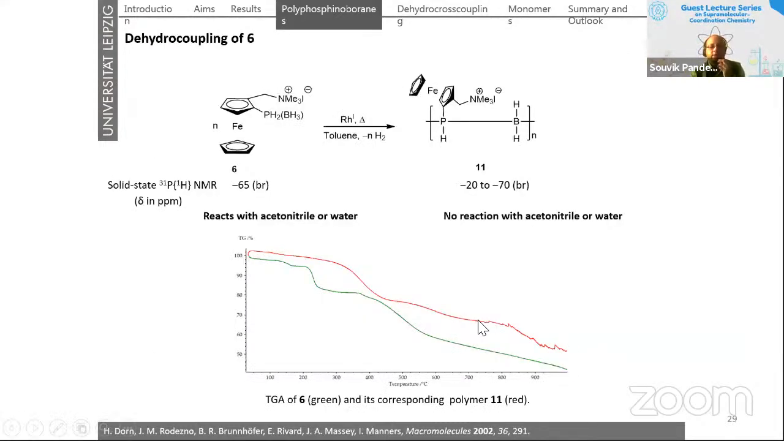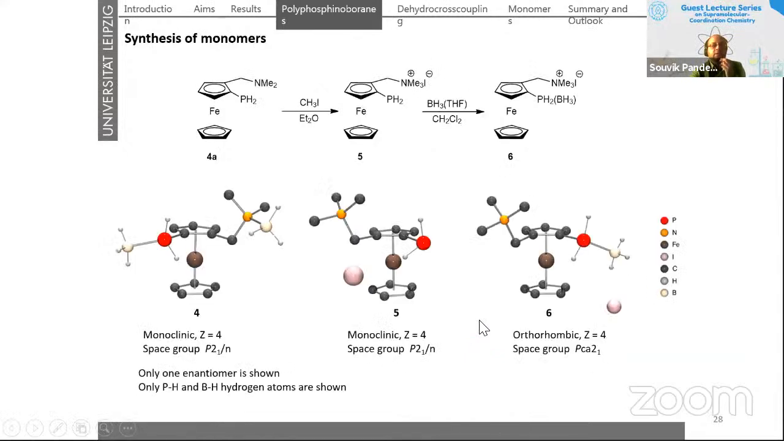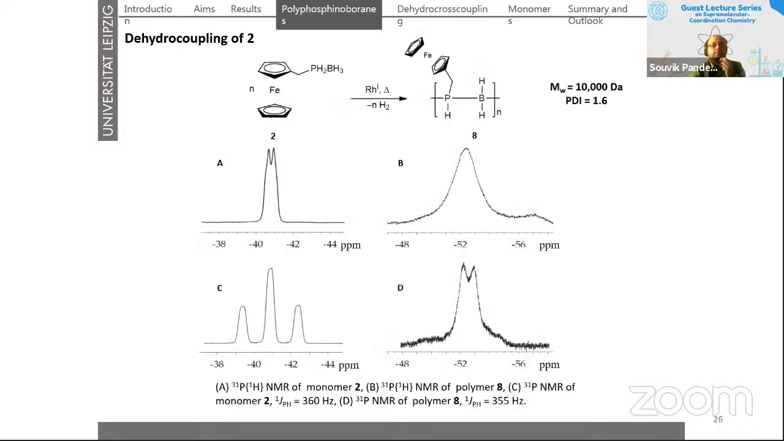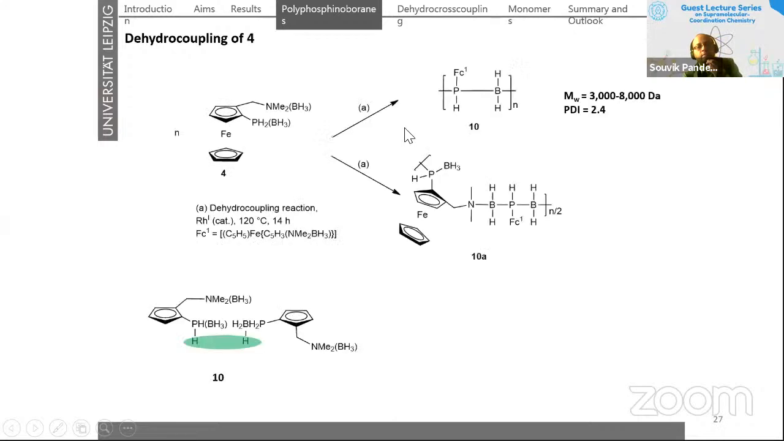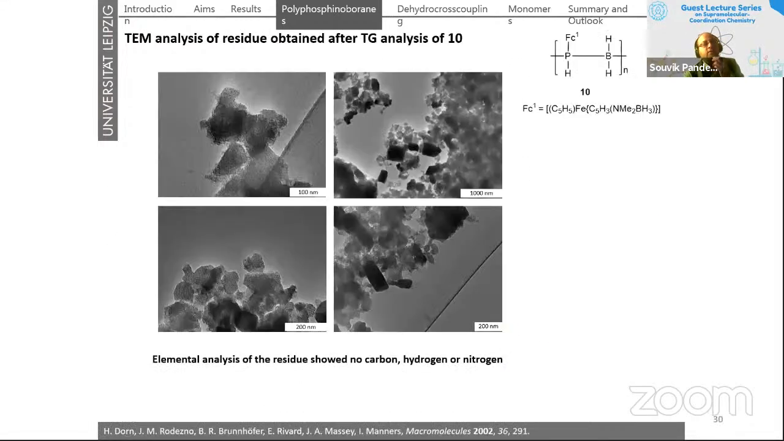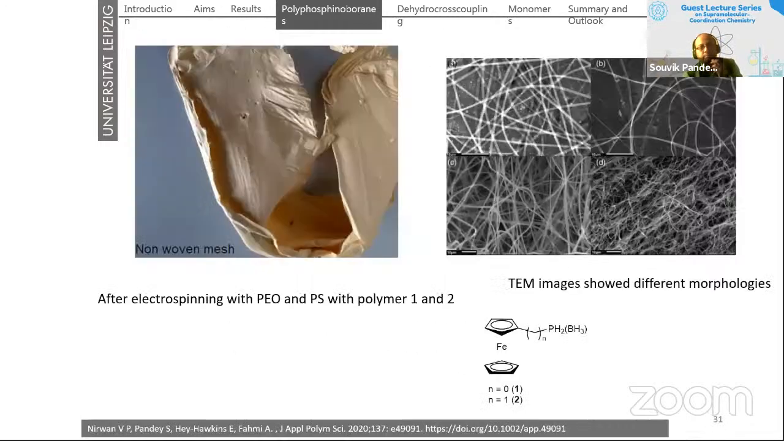For the other polymers I prepared like this, when I heated them, almost 80% was remaining and 20% was lost. So this is a very interesting factor, and it can be used as a flame retardant material.